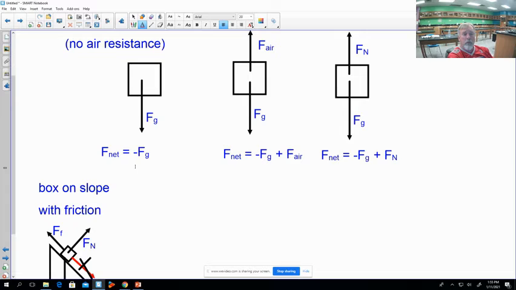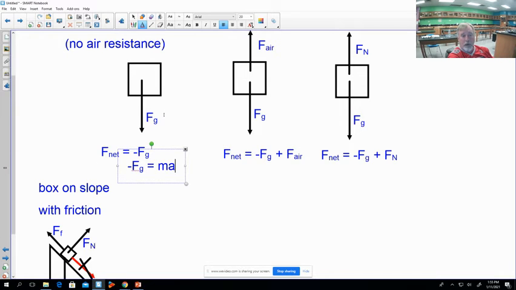If we look at our first one here, what does Newton's second law tell us? F net equals ma. So in this case, what's our acceleration? Negative Fg equals ma. Right, negative Fg equals ma. Very, very simple here from our free body equation.